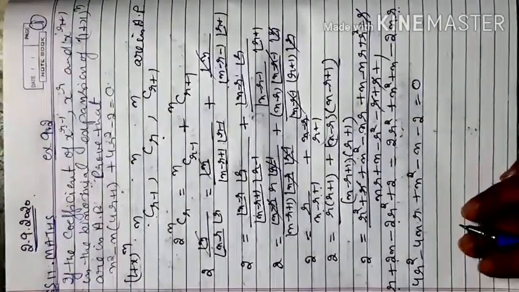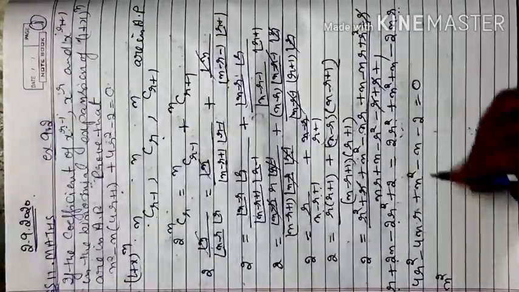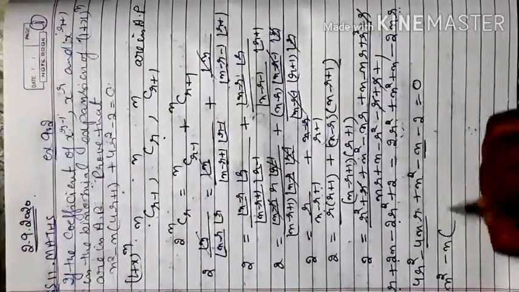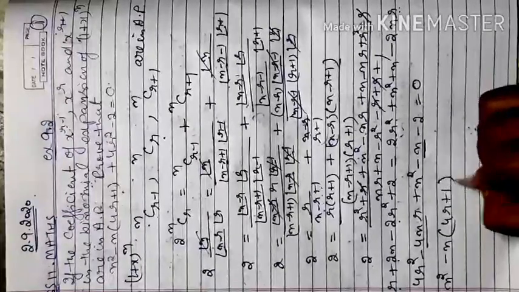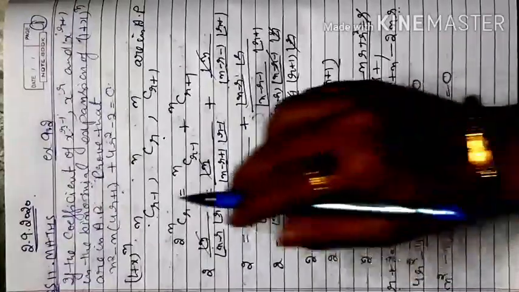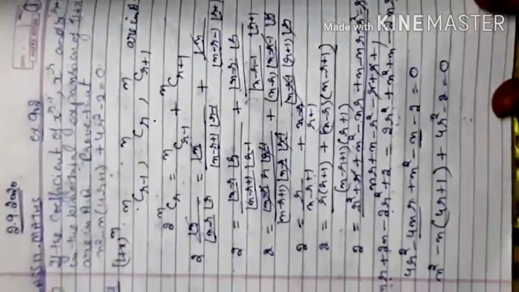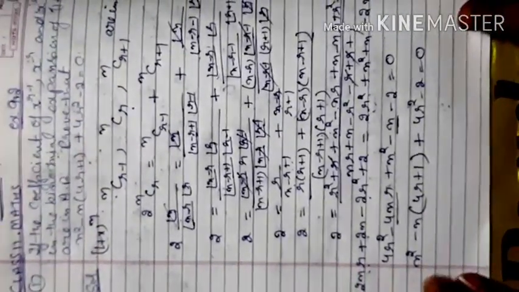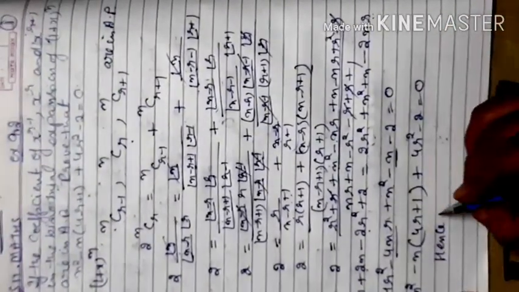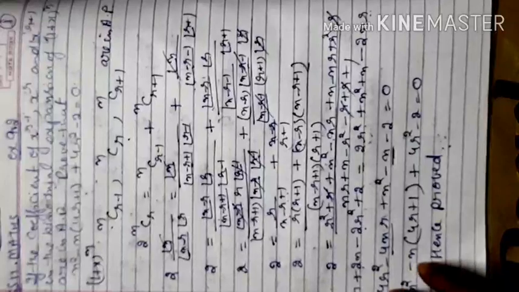Now I try to equate the terms, like here n square, no other term is there, I write it in front. Then this and this, n is common, so I take minus n common, so that will be 4r plus 1 is left, and another term 4r square minus 2 is equal to 0. That is the same thing we want to prove in our question. So our required answer is n square minus n, 4r plus 1 plus 4r square minus 2, hence proved.